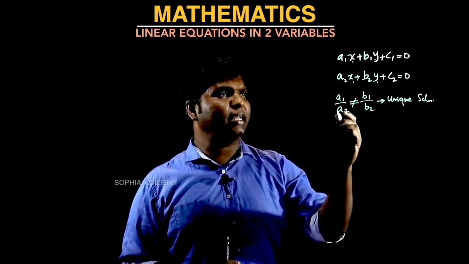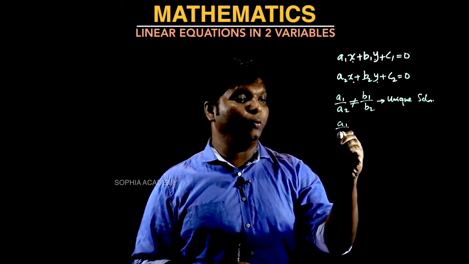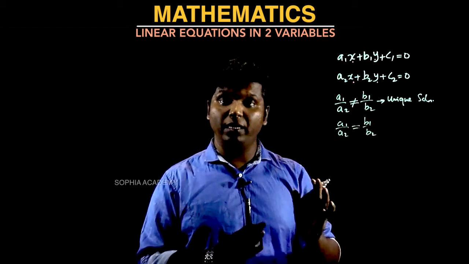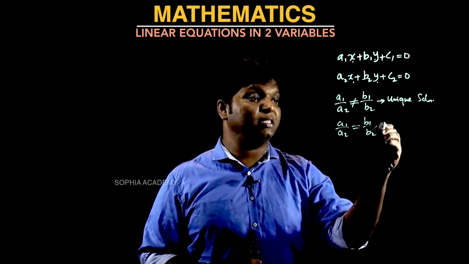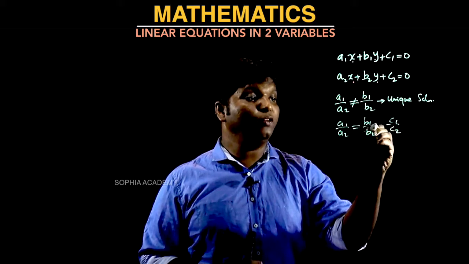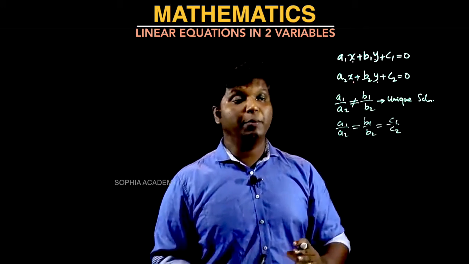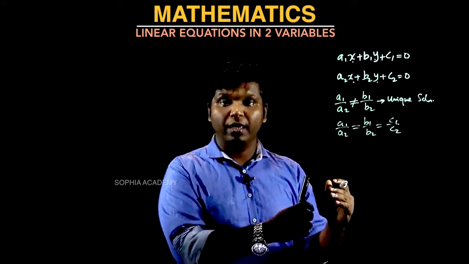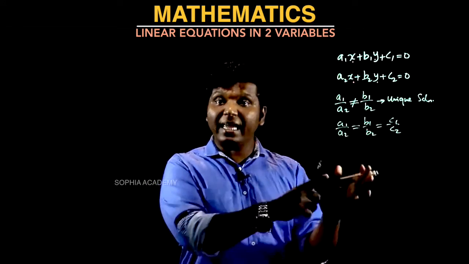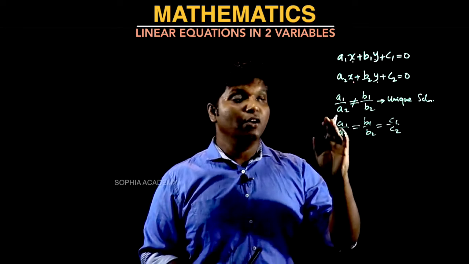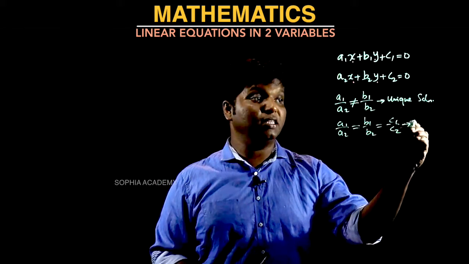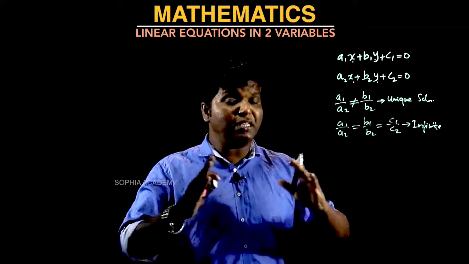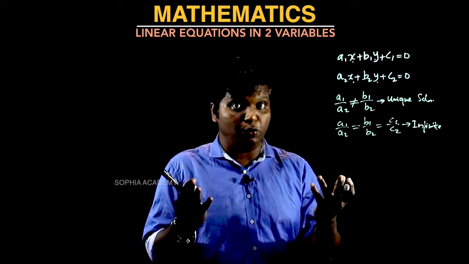And case number 2, the second category: if you find the ratios a1 by a2 and b1 by b2 and you find that both of them are equal, then you find c1 by c2 also, and that's also equal. That means a1 by a2 is equal to b1 by b2, and that is also equal to c1 by c2. That means all three ratios are equal to each other, and in this case we will say that there will be infinite number of solutions. Infinite means plenty of solutions, not a single solution.